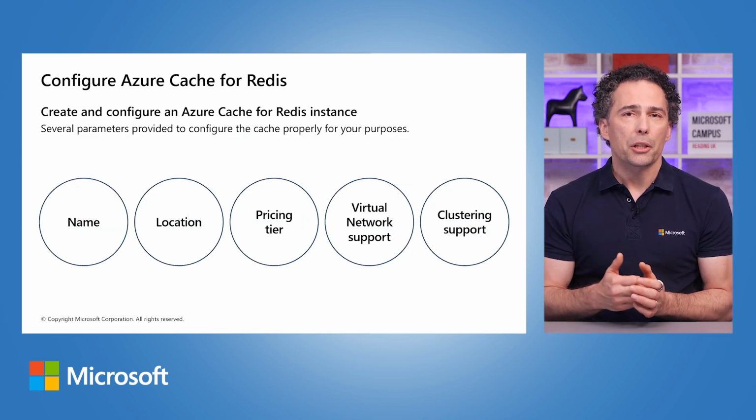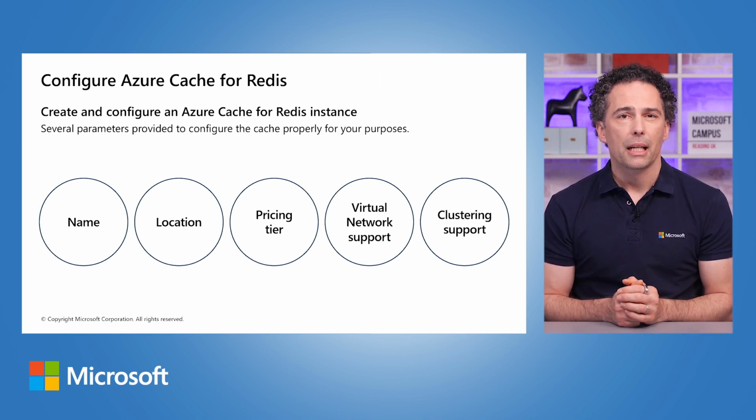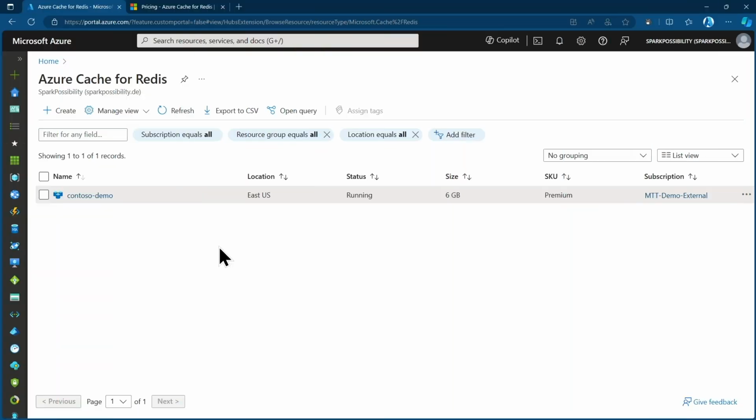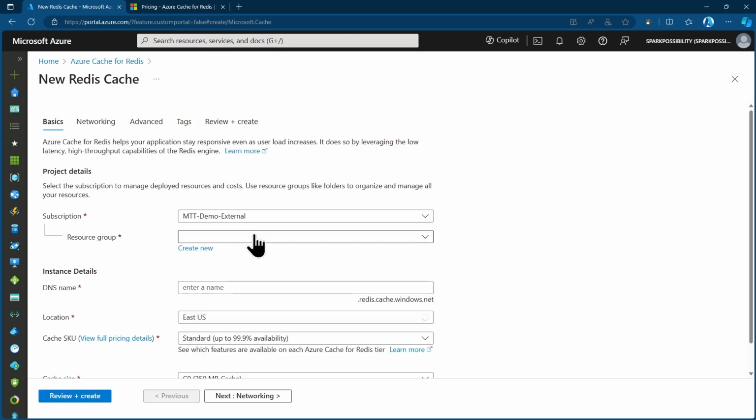When you create an Azure Cache for Redis instance, you need to provide several parameters. Let's have a look how that goes. In this video, I will show you how to create and configure an Azure Cache for Redis instance. I have already one that I will use later, but I will show you what you need to decide upon when you create a new instance.